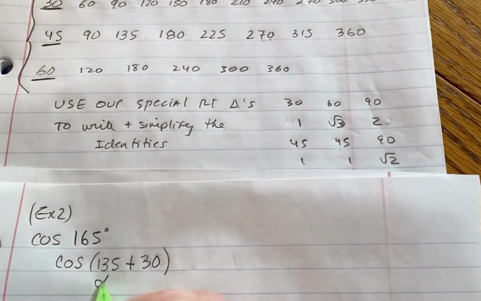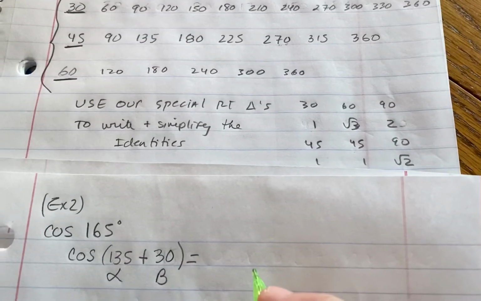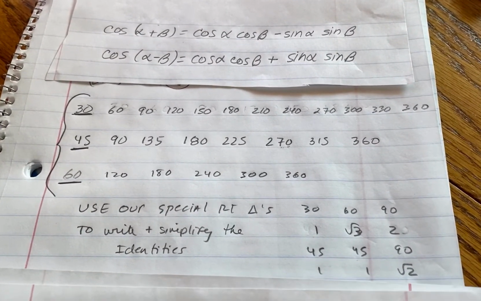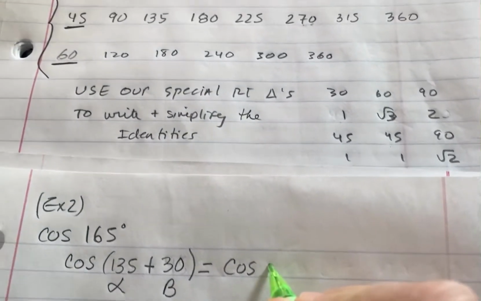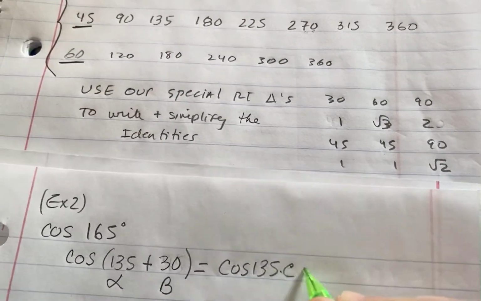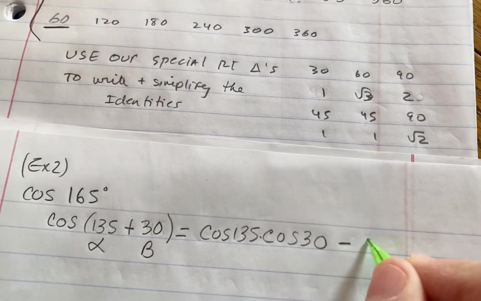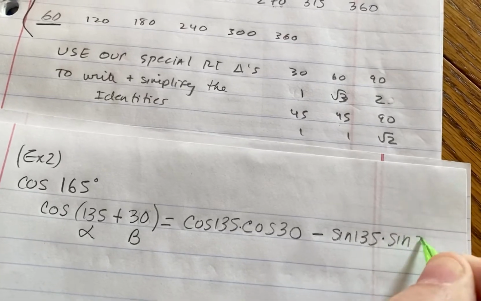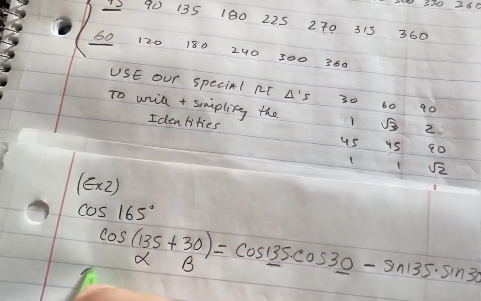So again, alpha, beta, and then we're going to use the formula up above to replace it. So we're going to use the sum formula, which is the first one. So it's going to be cosine alpha, which is 135, times cosine beta, which is 30. This time it's minus sine alpha times sine beta. So let's go ahead and graph the two angles that we're going to be using.